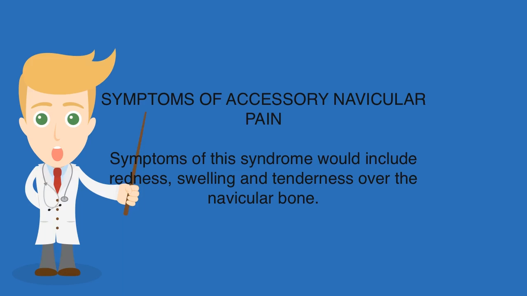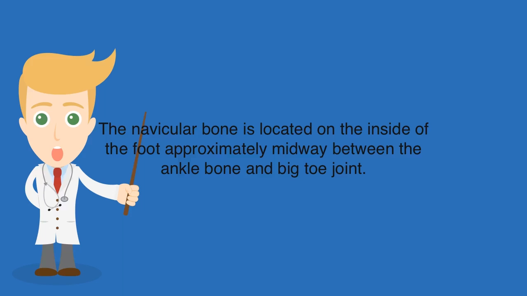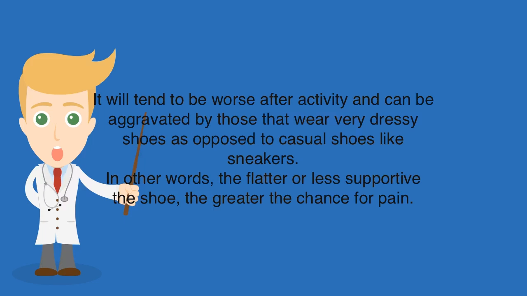Symptoms of accessory navicular pain. Symptoms of this syndrome would include redness, swelling and tenderness over the navicular bone. The navicular bone is located on the inside of the foot, approximately midway between the ankle bone and big toe joint. It will tend to be worse after activity and can be aggravated by those that wear very dressy shoes as opposed to casual shoes like sneakers. In other words, the flatter or less supportive the shoe, the greater the chance for pain.